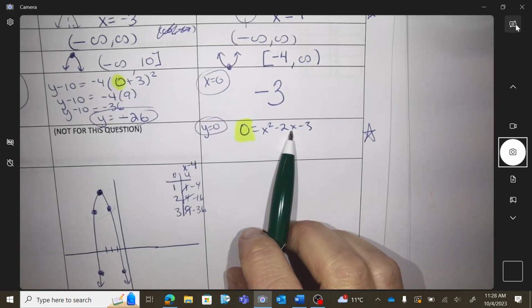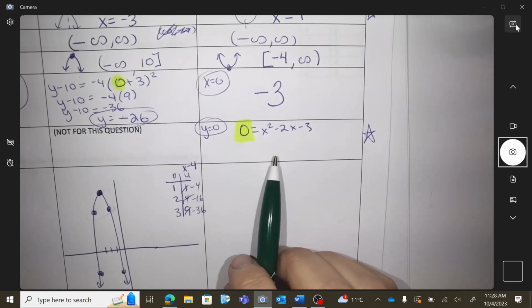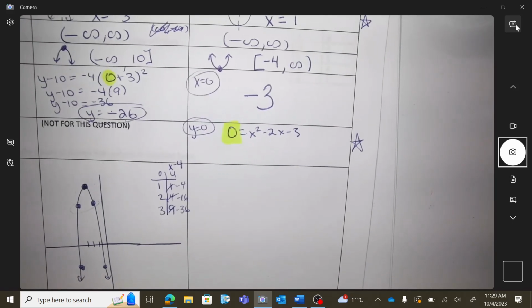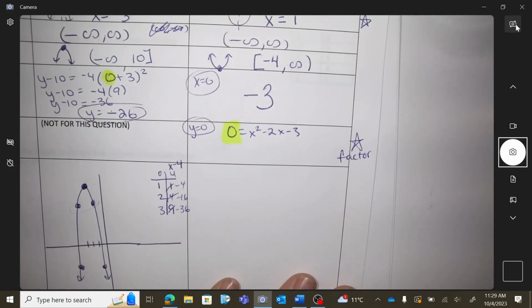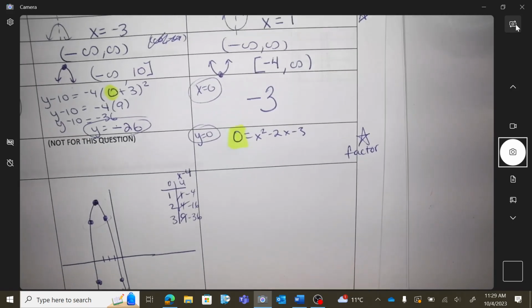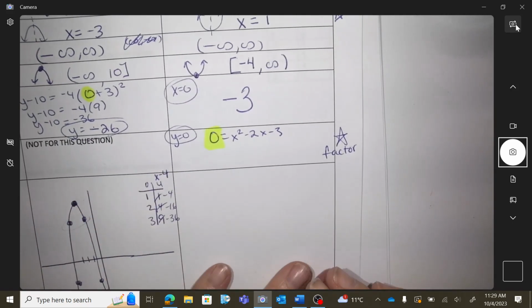You can't do isolation. You can't like move and divide. That's not going to work. You can't get x alone because there's x squareds and x's. You can't just get something alone. Factor. So you're going to factor. That's the only thing you can do right now. You will learn more tools, but we're going to start simple.